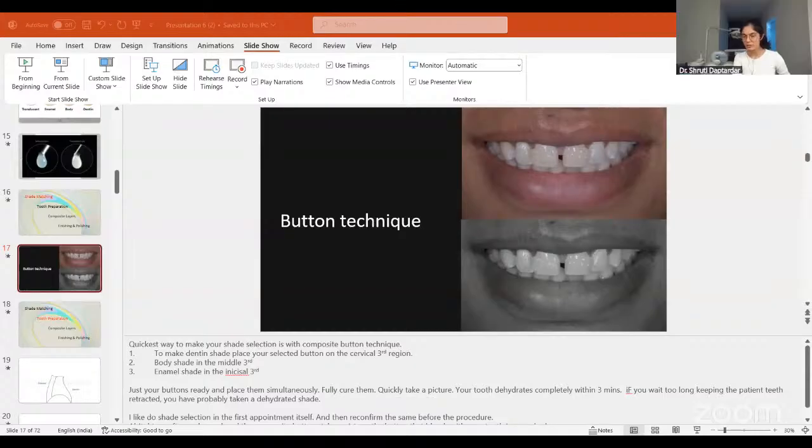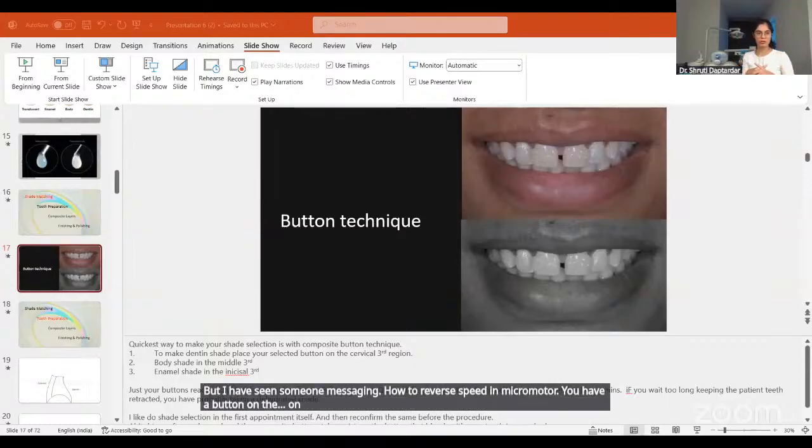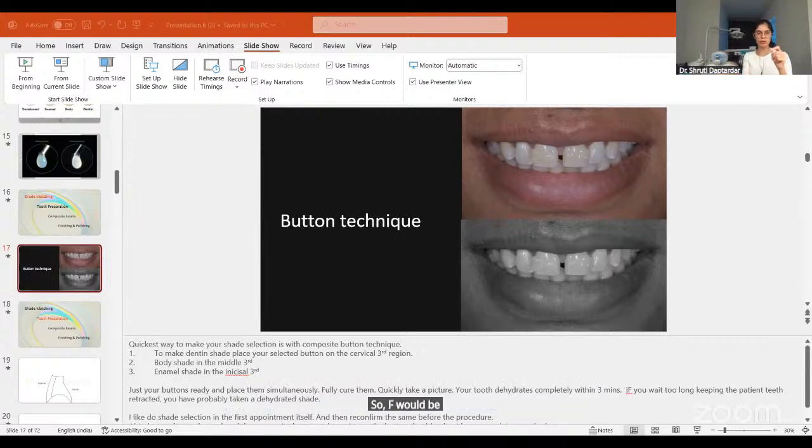So I have seen someone messaging how to reverse speed in micromotor. You have a button on the micromotor. If it says your chair, you will have an option. Just check with the chair functions. Or if you're using an external micromotor, there is something called F and R. So F would be your forward, R would be your reverse motion. You can do that.